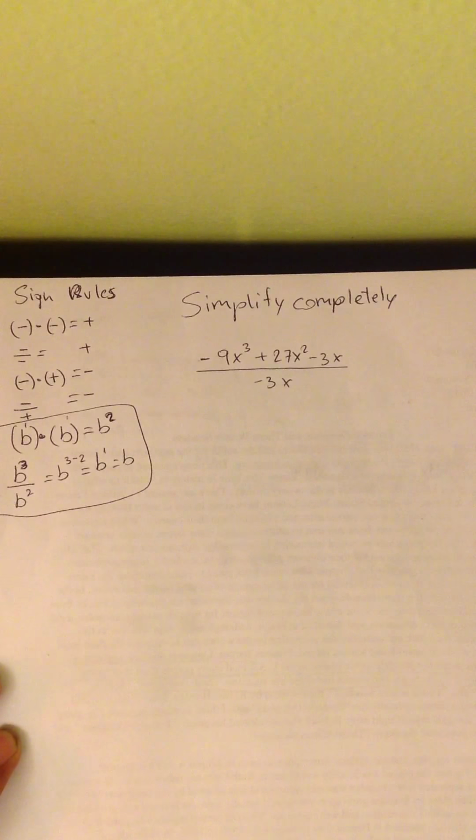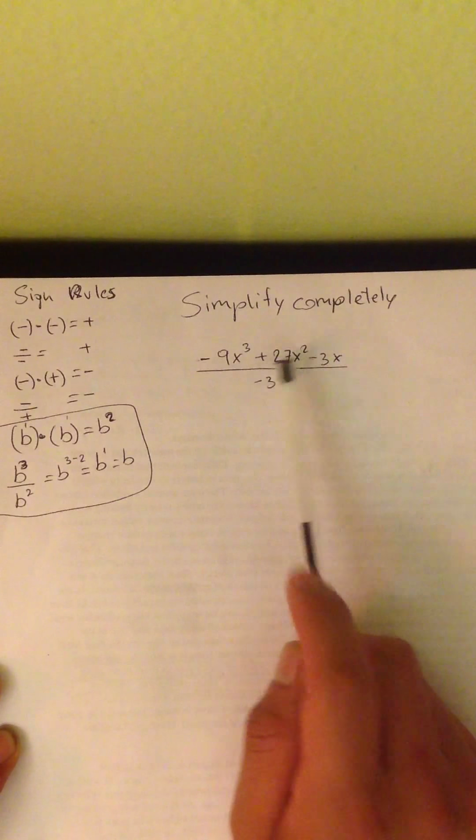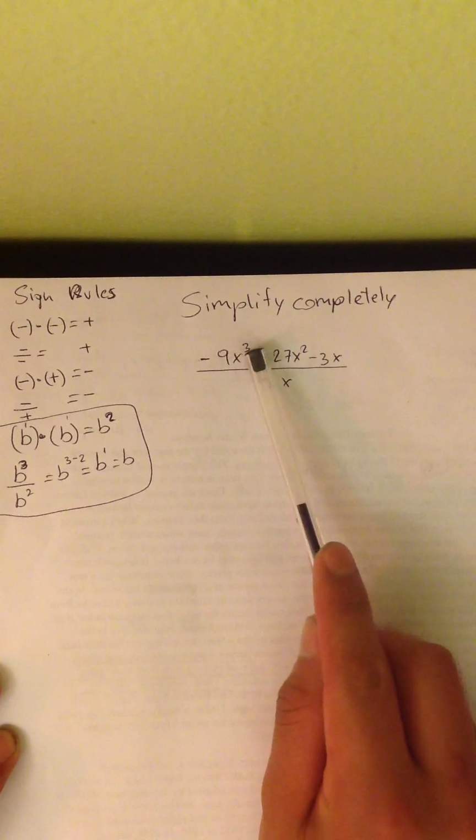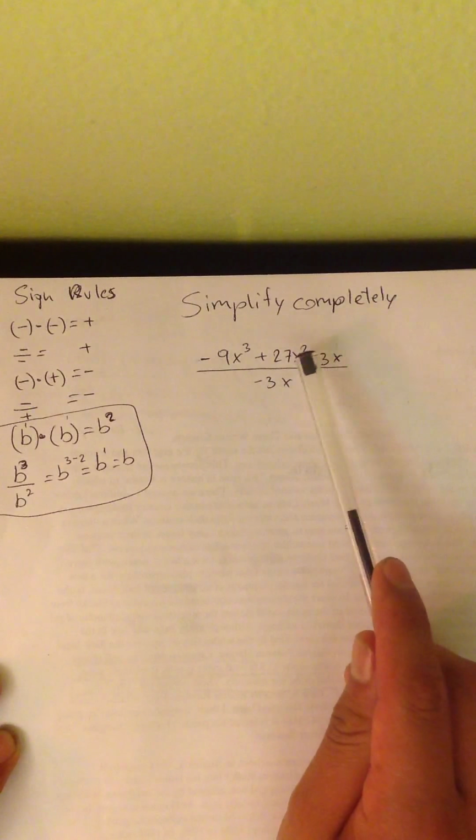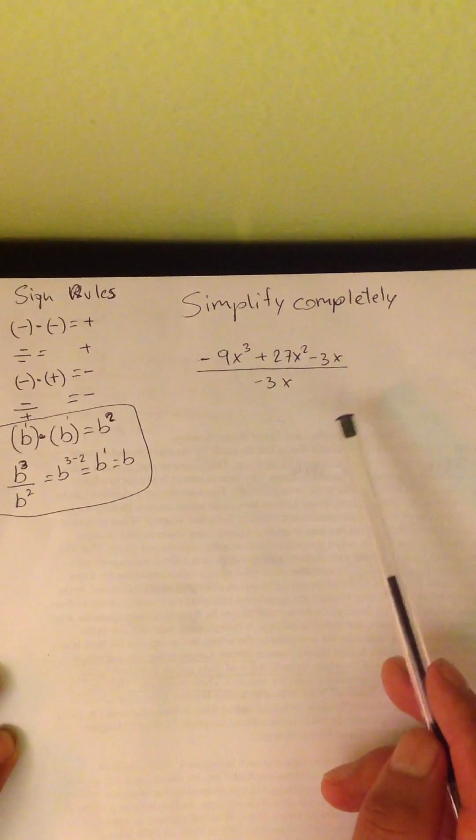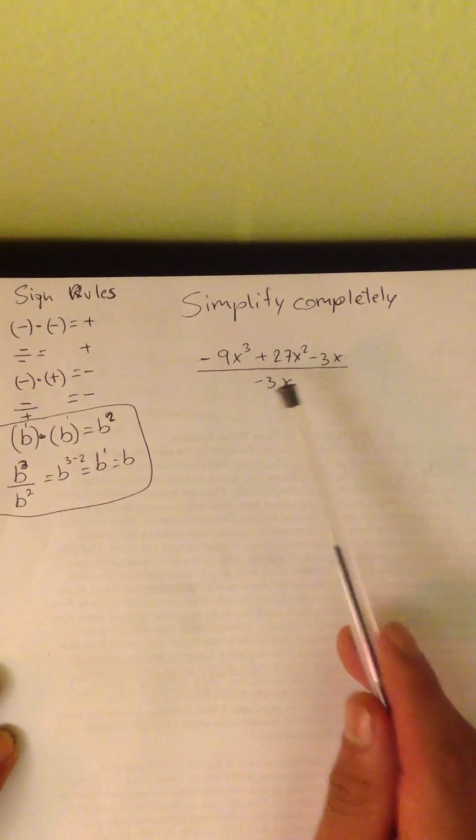My major is computer engineering, and today I'm going to show you how to simplify completely a fraction with different powers. When you have x to the power 3, x squared, and x divided by the same common denominator.